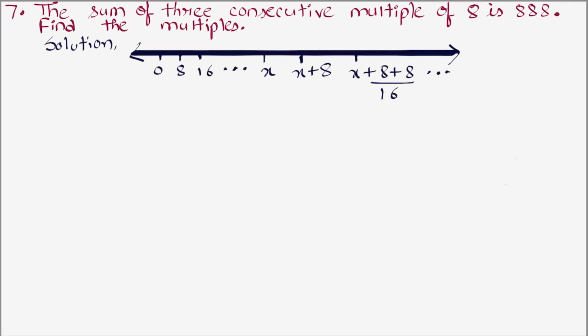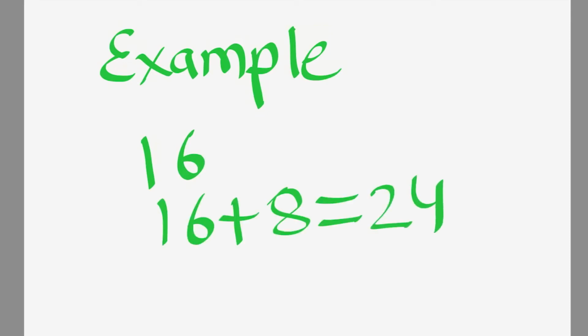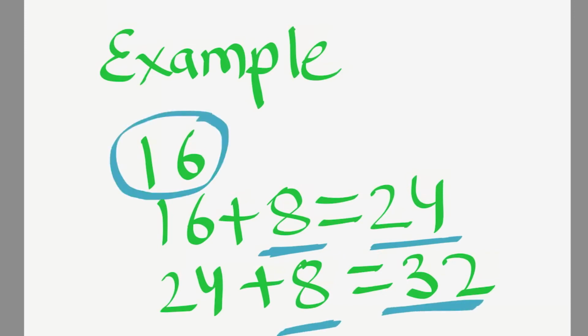Now what do we mean by a multiple of 8? Suppose we are considering in this case 16 as the base number for the multiple of 8, and the next multiple of 8 would be 16 plus 8. 16 plus 8 is 24, and the next multiple of 8 would be 24 plus 8, which is nothing but 32. In this way we consider a base number, and in order to get the next multiple of 8, each time we add 8 to that resultant number.